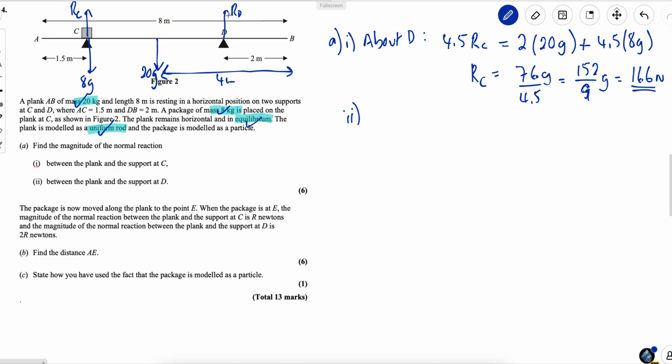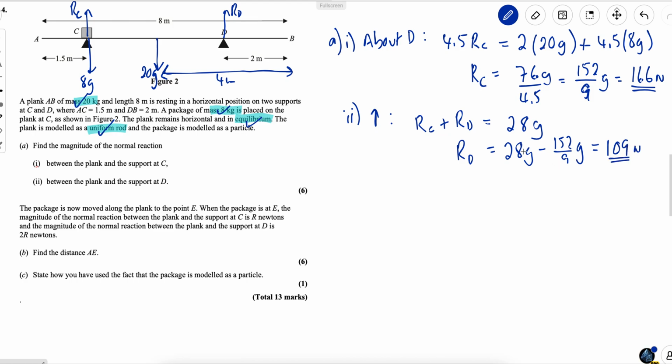For part 2, I can take moments about C, eliminating this force, to find R at D. But it might be easier just to resolve vertically because it's a simpler equation, so I'm going to do that. So resolving vertically, these two forces added together balance with these two forces here because the plank is in equilibrium. So I have RC plus RD equals 8G plus 20G, so that's 28G, and RC I've already calculated to be 166 newtons, so RD, when I subtract this from both sides, is 28G minus, and I can use either the exact form there, which gives me 109 newtons, or in exact form of this.